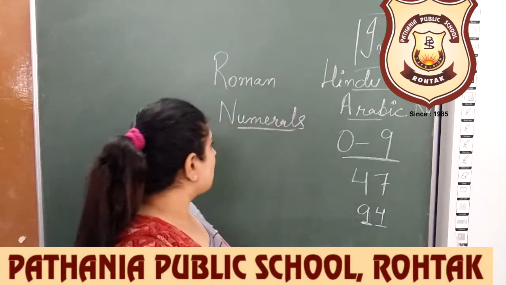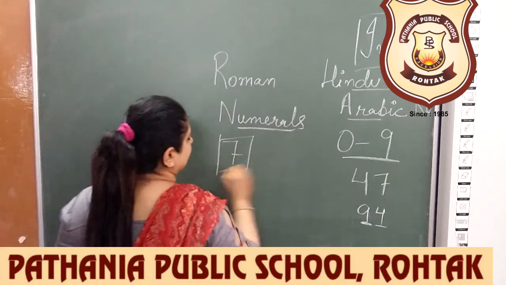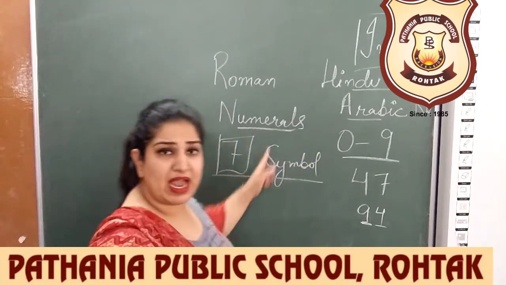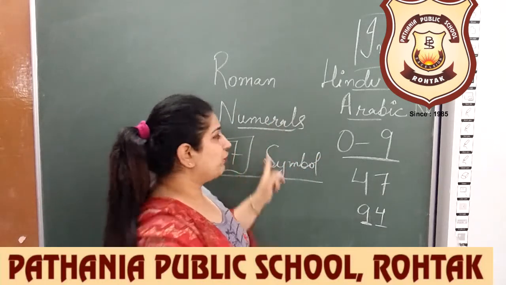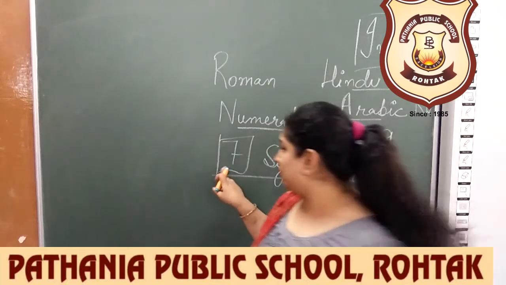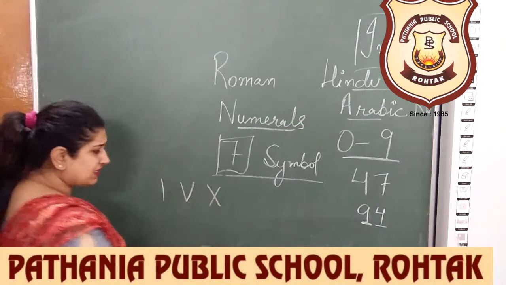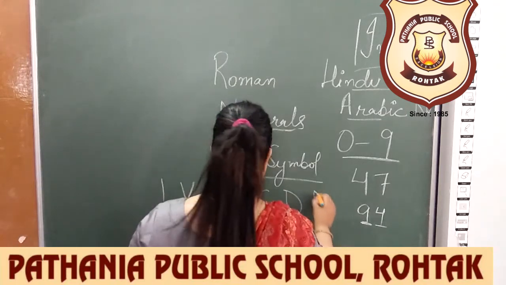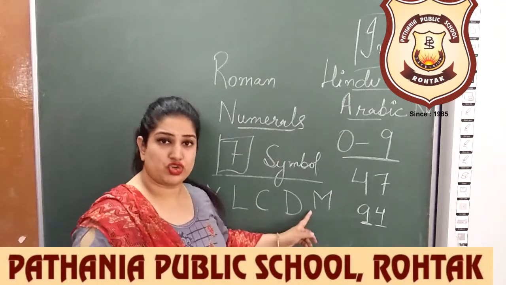Clear? Now coming on to Roman numerals. To form any number, Romans are using 7 symbols. These are I, V, X, L, C, D, M. So these are the 7 symbols which Romans are using.